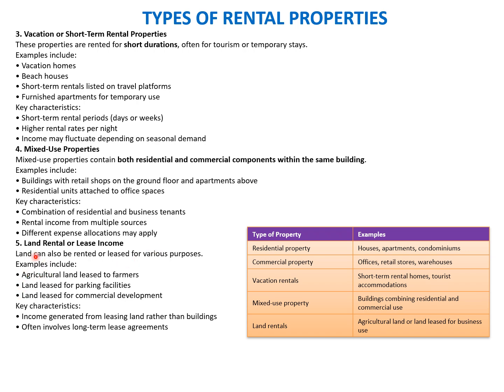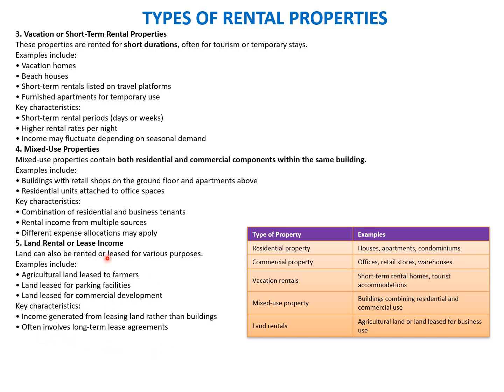And then we have land rentals or lease income. Land can also be rented or leased for various purposes. Examples: agricultural land leased to farmers, land leased for parking facilities, and land leased for commercial development. The key characteristic is that income is generated from leasing the land rather than a building, and it often involves long-term leasing.